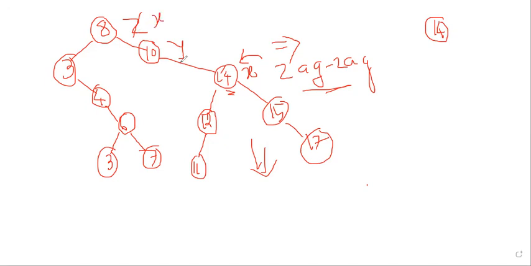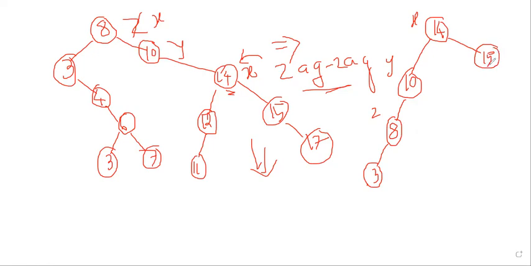And y becomes the left side, so 10 becomes the left side. Then z becomes a child of y. This is y and this is x, and z becomes a child of y. This is z. The remaining nodes will be as they are. So 14 has on the right side 15, and this 15 has 17.